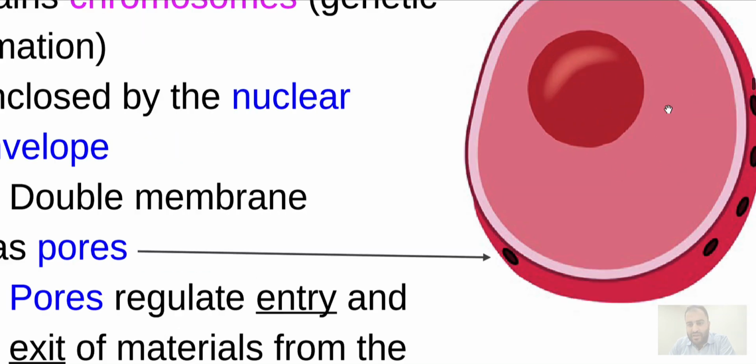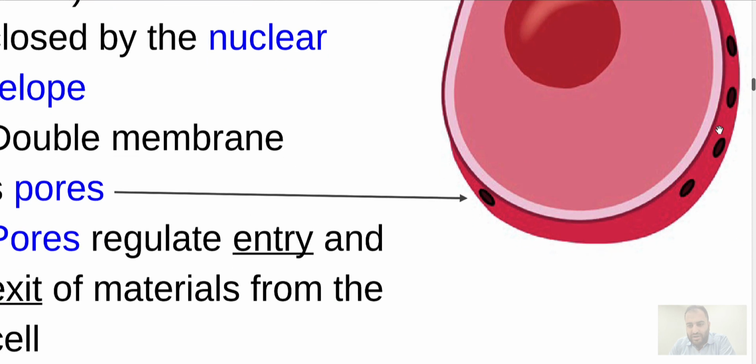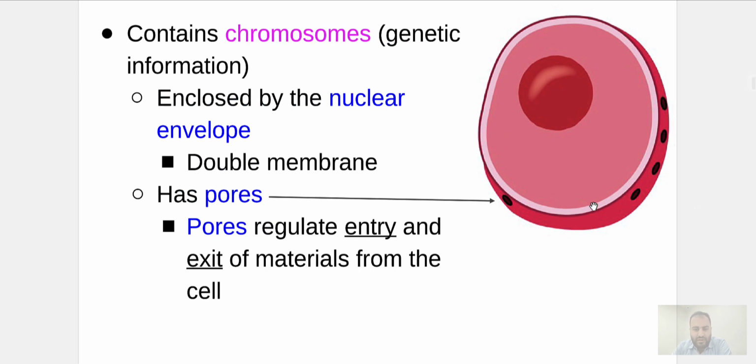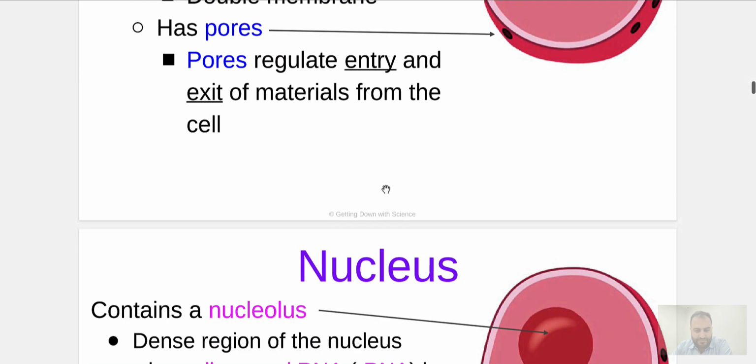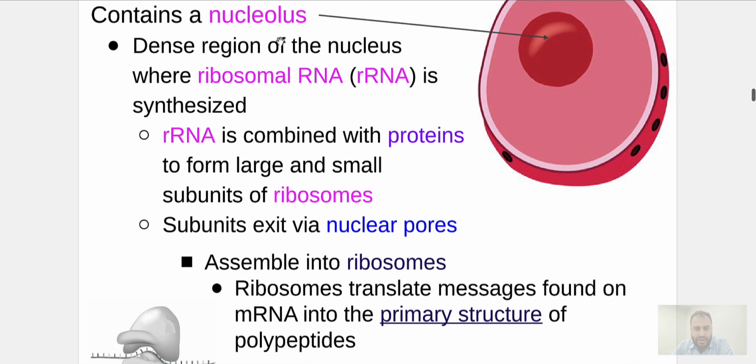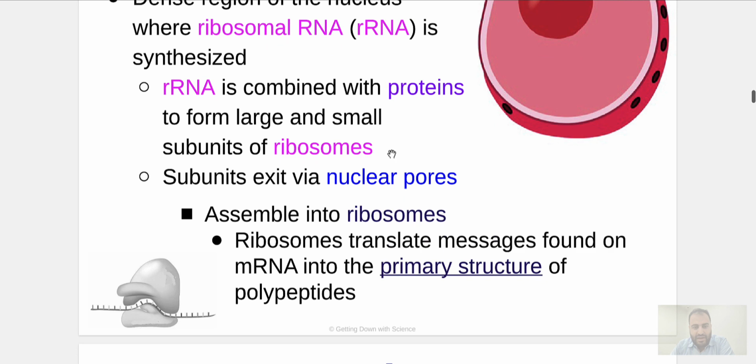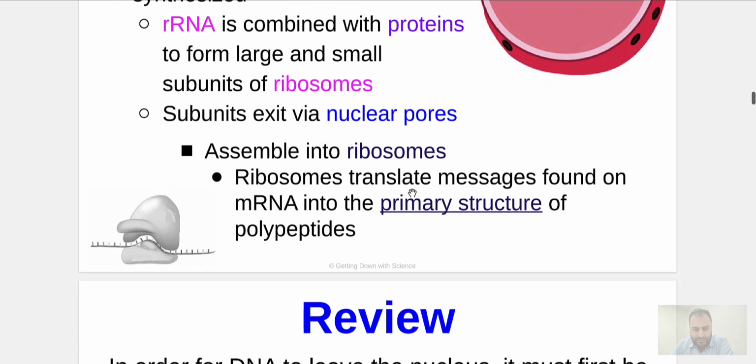And those pores are exactly where messenger RNA, or the code, is going to leave into the ER in order to start the process of protein synthesis. As we said, the nucleolus is to make ribosomal RNA, which are part of the ribosomes that make proteins that can leave through nuclear pores.